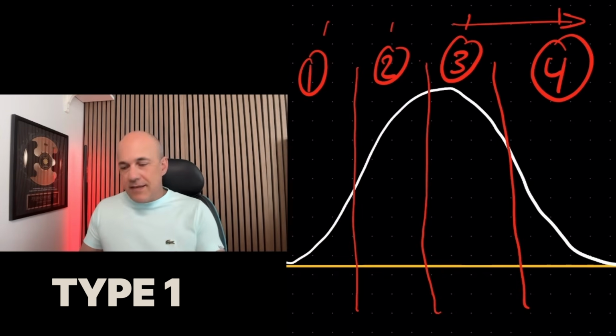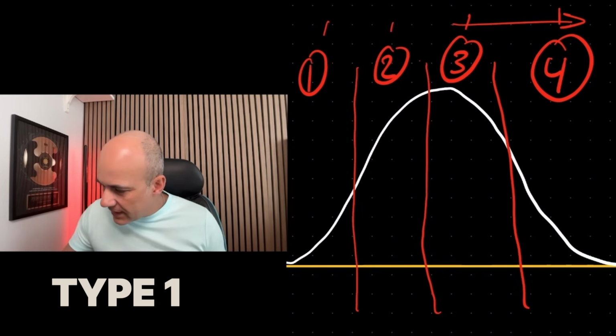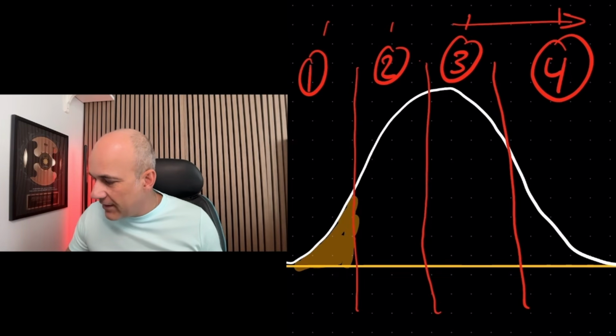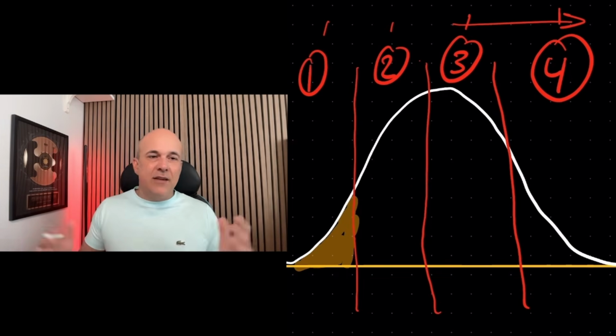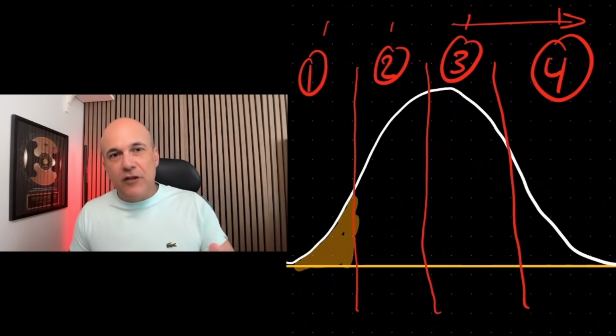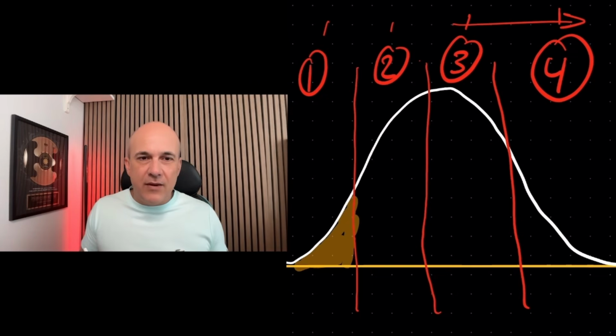Type 1, this is on the very left-hand side of the bell curve. I'll color it in here so that we know what we're talking about. These folks here, these are the first to buy anything and everything. So when Tesla released the Roadster vehicle 15 years ago, these guys were the first ones to get it. They're willing to take risks. They want the cool stuff, the new stuff.